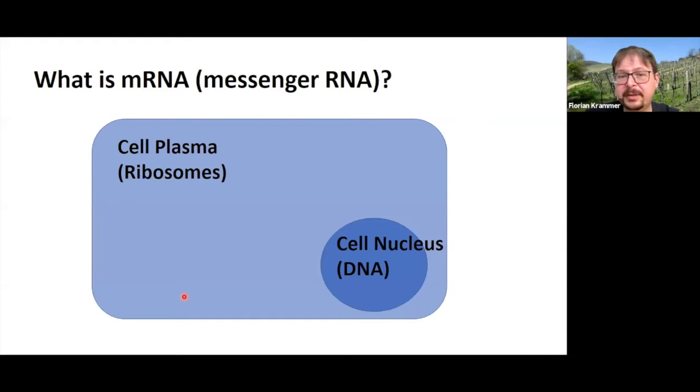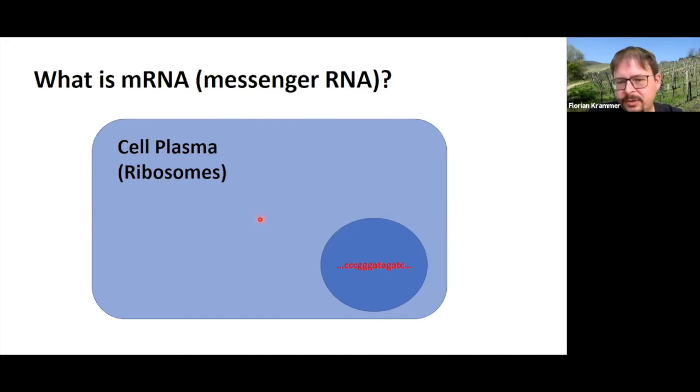So just to explain a little bit what this messenger RNA is, we have here a cell, and in the cell you have the cell plasma and the cell nucleus. And in the nucleus, we have our DNA and all the information that's needed, all the building plans for proteins, right? And the little machines that build proteins, the ribosomes, are outside in the cell plasma. Now, there's a double membrane around the cell nucleus, and the DNA can't actually get out of the nucleus. So how does that information for the proteins get to the ribosomes?